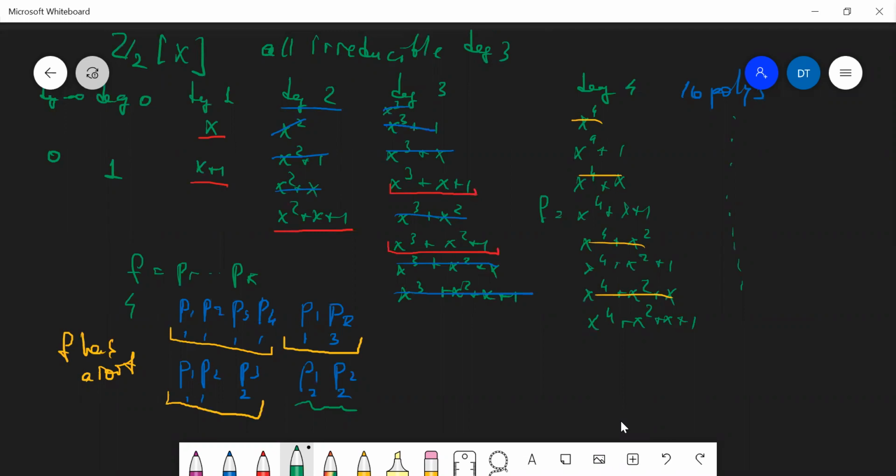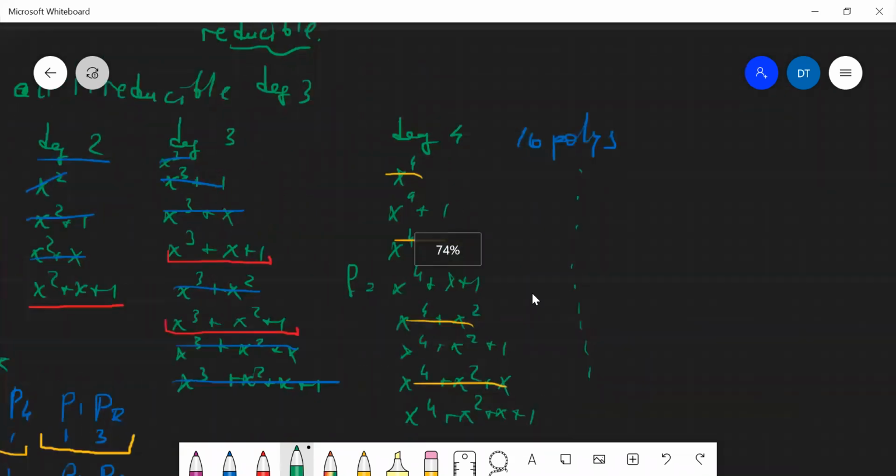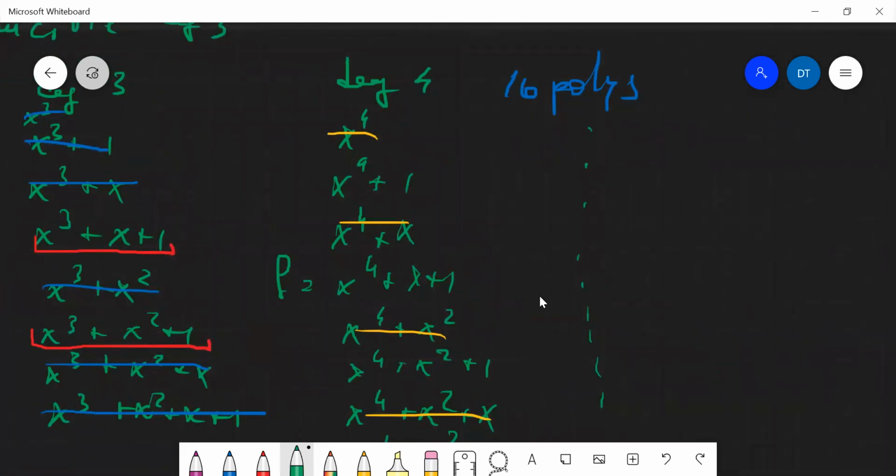Yeah, I didn't understand it. Oh, okay, so let me list all the polynomials here again. So I believe I can do this quicker than trying to explain without writing what's written here.